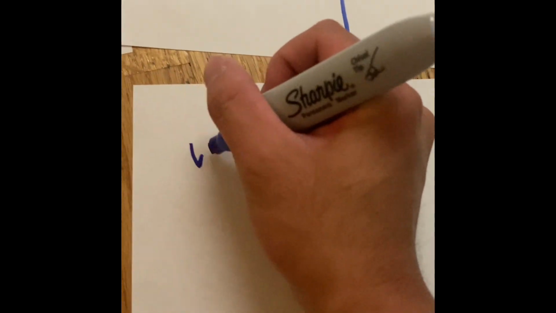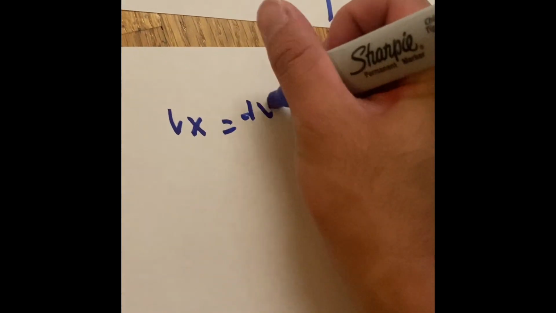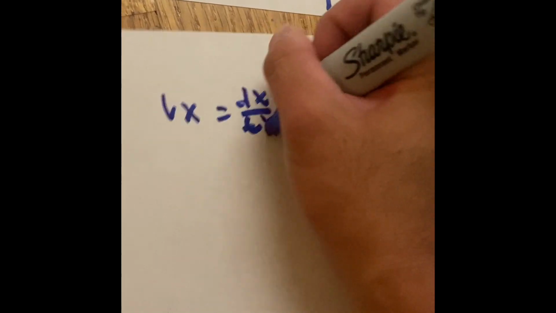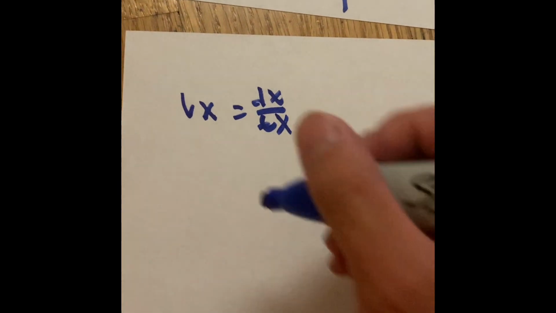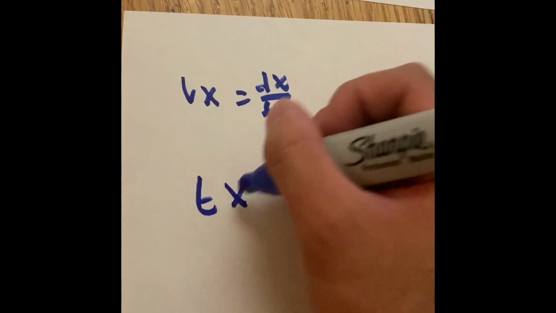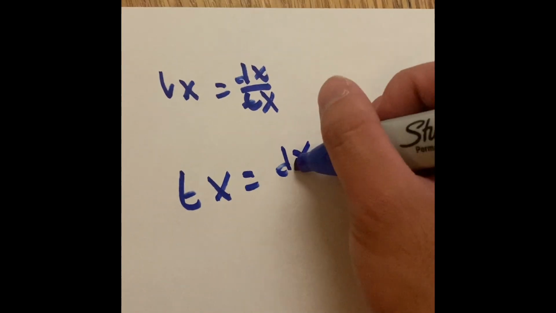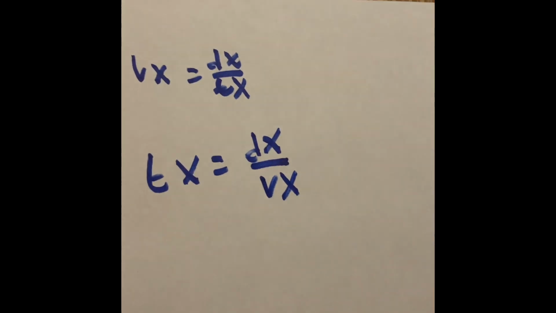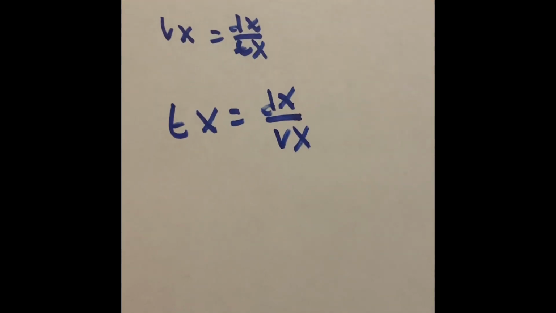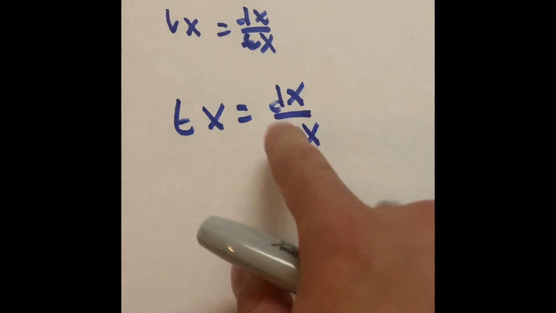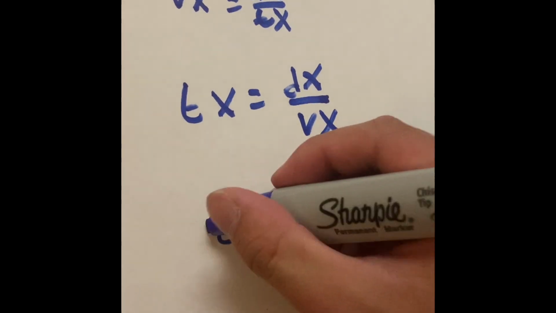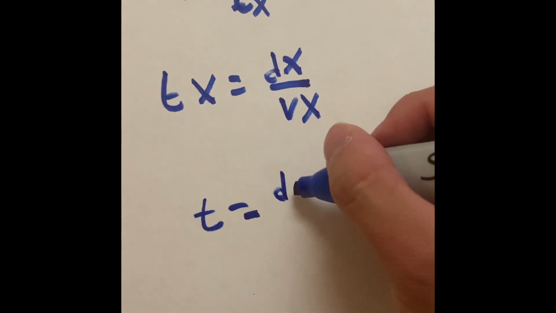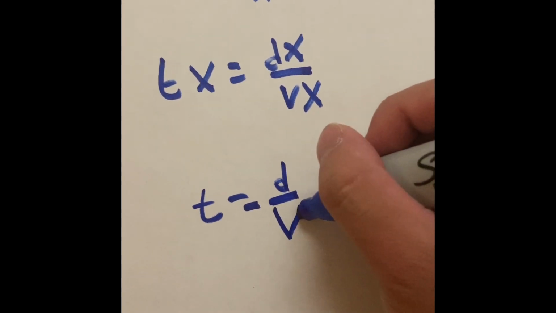Going back to this problem, if we use that formula to find out what t is, we can rearrange it. So if we know that Vx is going to equal dx divided by tx, then that also means we can rearrange it so that tx is going to equal your dx divided by your Vx. And when we talk about x, we're not talking about a variable, but the x-axis. So we're saying t is going to equal your distance divided by your velocity.